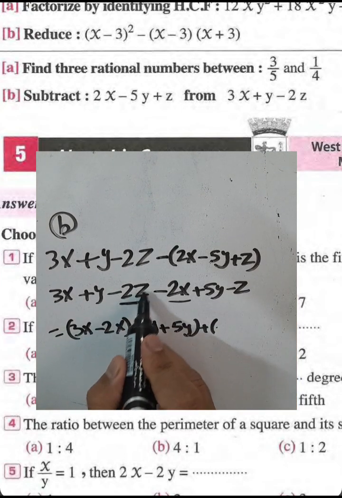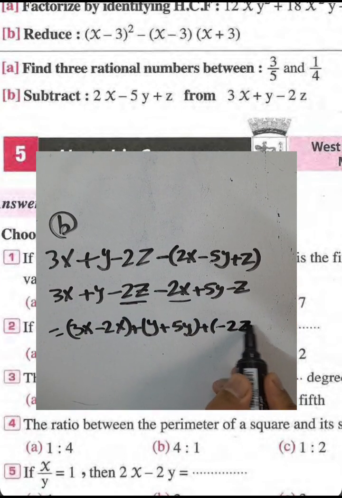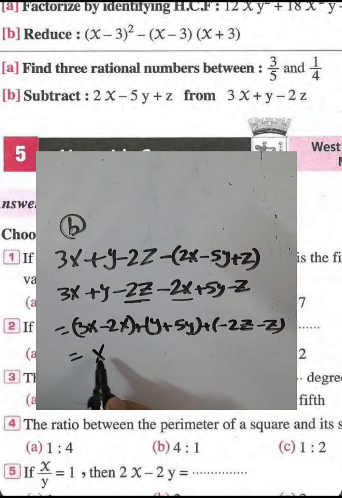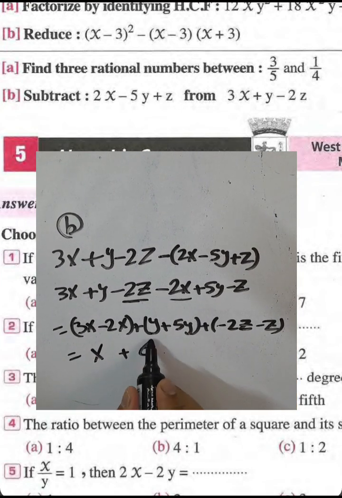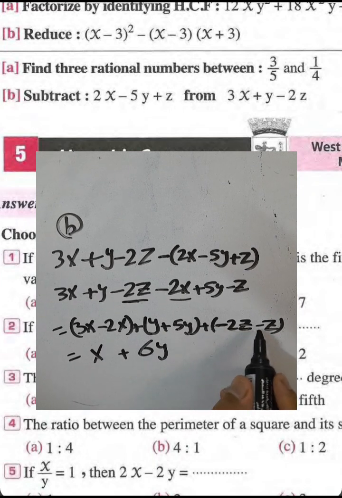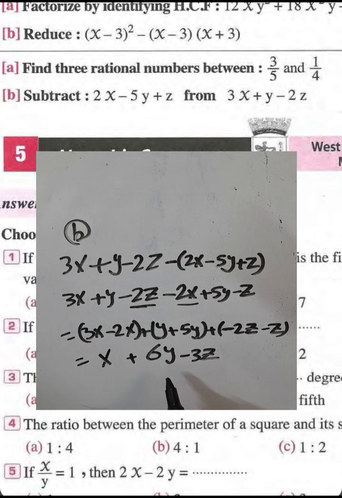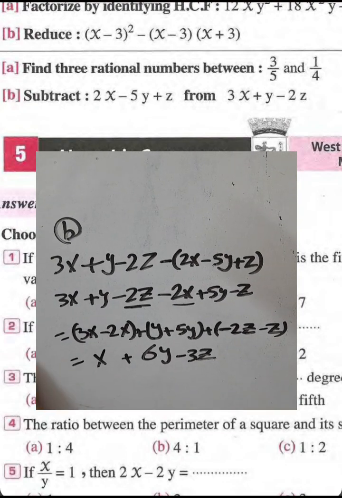Then 3x minus 2x will be x, and y plus 5y will be 6y. Negative 2z minus z will be negative 3z. Okay, it's the last question. Understood?